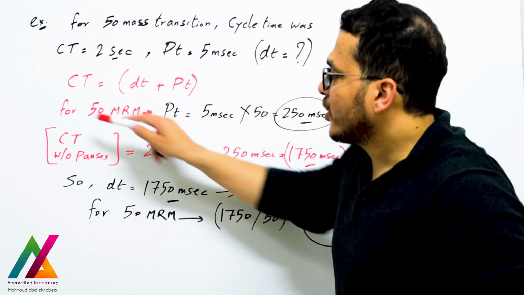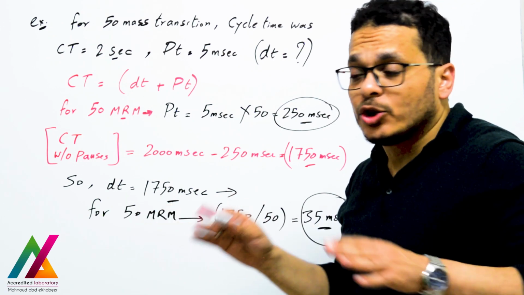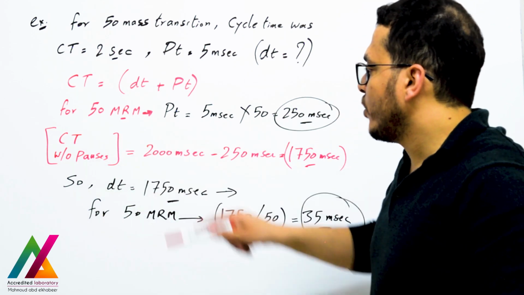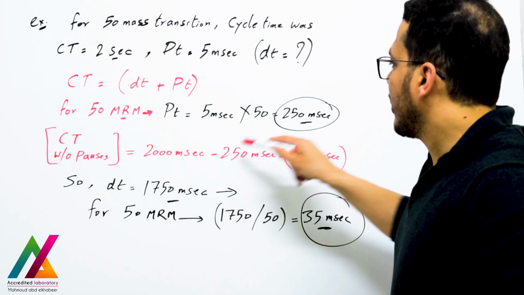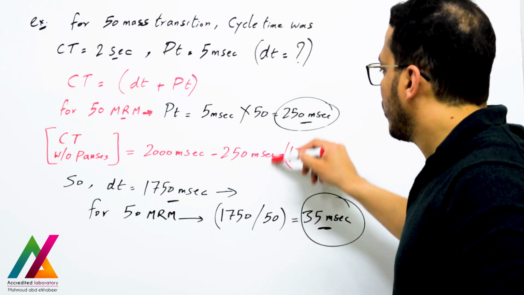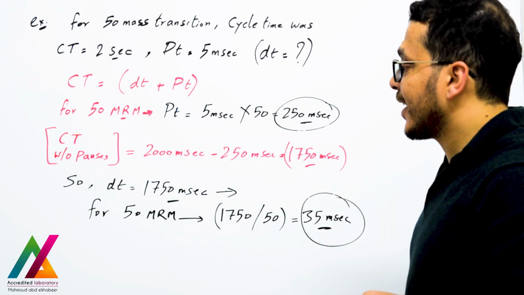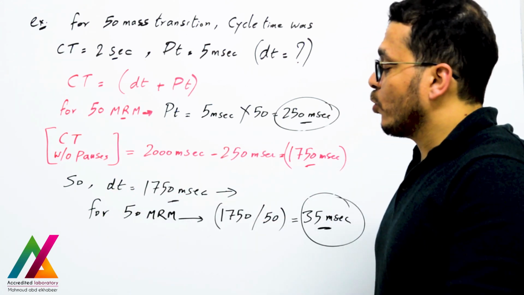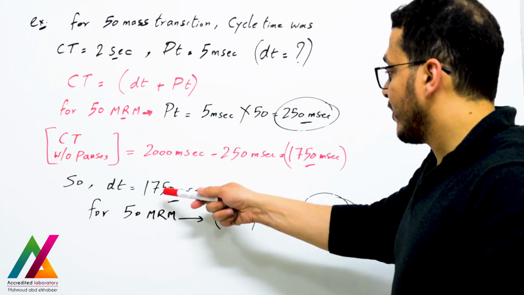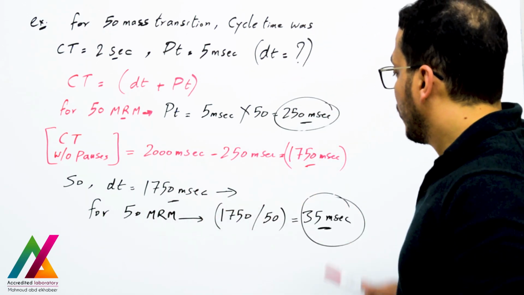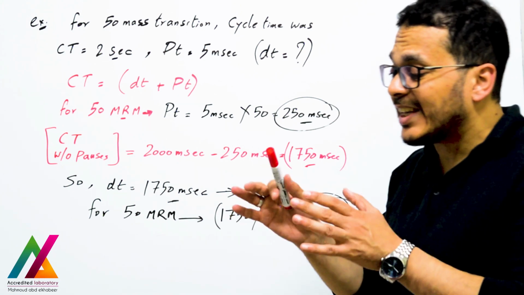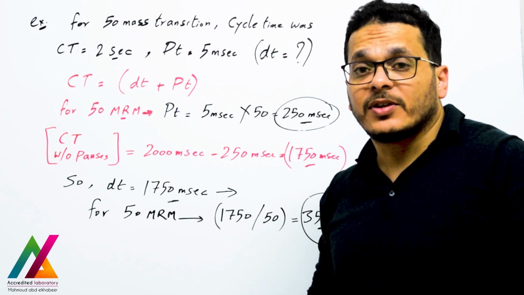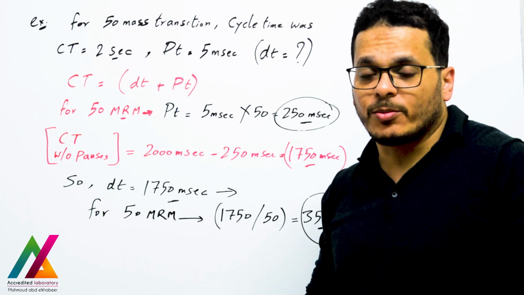So here we should calculate cycle time without pauses to calculate the exact dwell time for each MRM. Cycle time without pause will be equal to 2000 milliseconds minus 250, which is the pause time, which is equal to 1750 milliseconds. That for all of them, dwell time will be 1750 milliseconds. So for 50 MRM transitions, 1750 divided by 50 will be equal to 35 milliseconds. So for each MRM, the dwell time is 35 milliseconds.